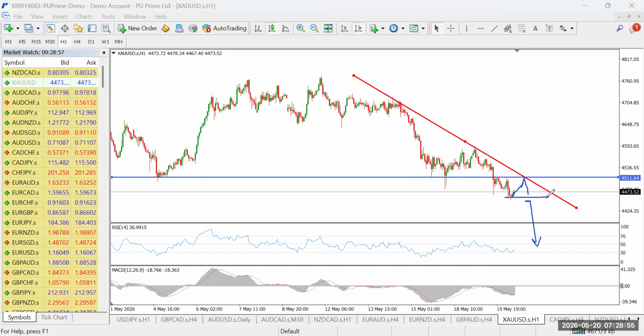So generally, I'm bearish on gold. But please, I did not say enter a sell now. There needs to be a retracement first before the breakout happens.